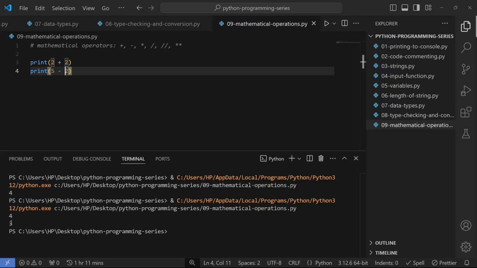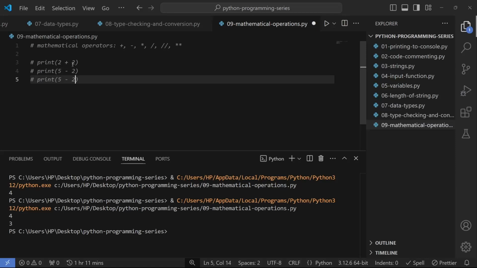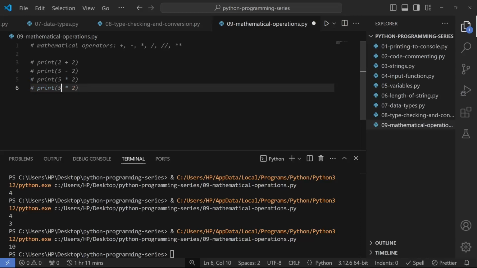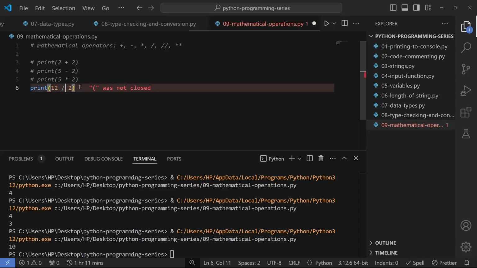And that again, so we have 3. You can comment this out. So this was subtraction. The next one, we have multiplication. 5 multiplied by 2, that is going to be 10. Let's run that. What do we have? We have 10. Okay. And division, you can say 12 divided by, let's comment this out.